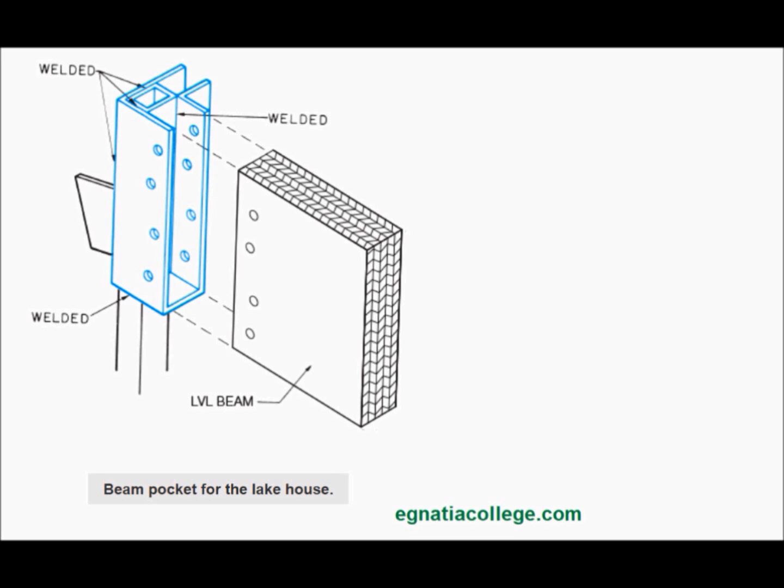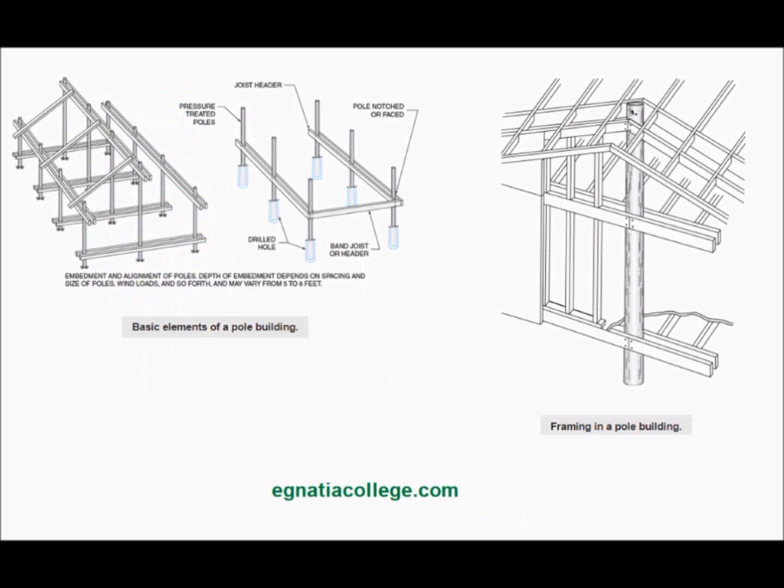In pure post and beam construction, the exterior walls have widely spaced posts, and the space between is filled in with non-load-bearing curtain walls. These curtain walls are merely panels that fill in the space between the structural elements, the posts. In areas where hurricanes and high tides are a threat, some houses are built as pole structures.